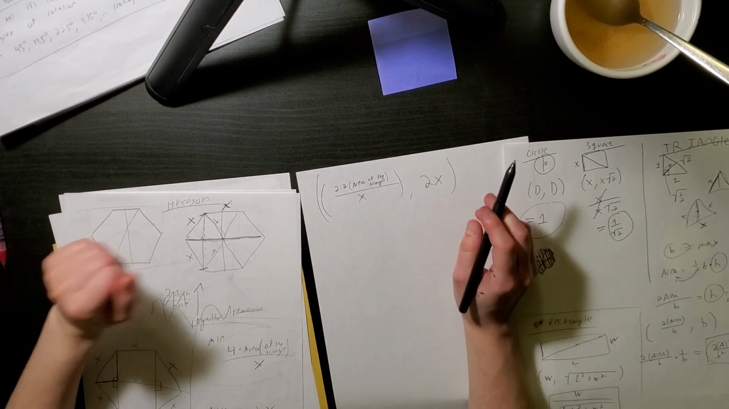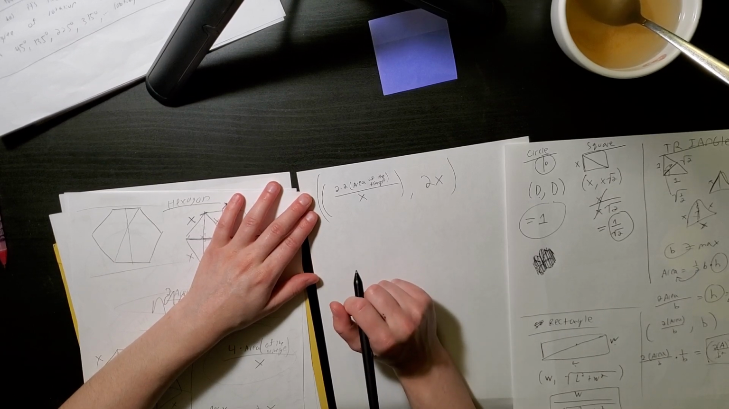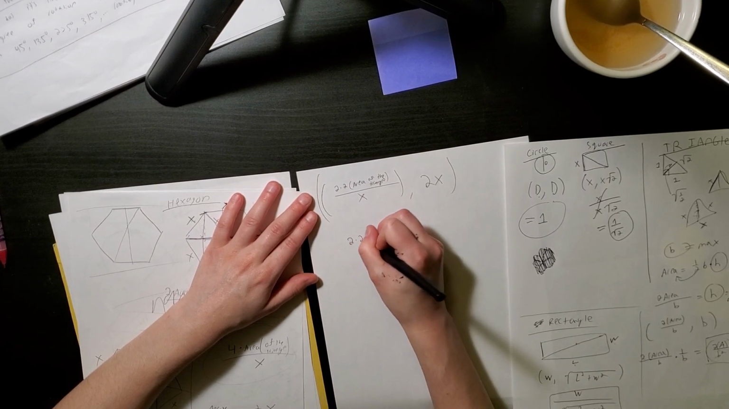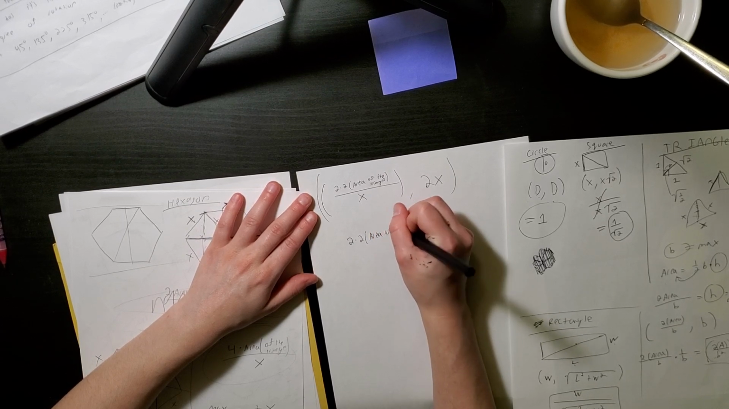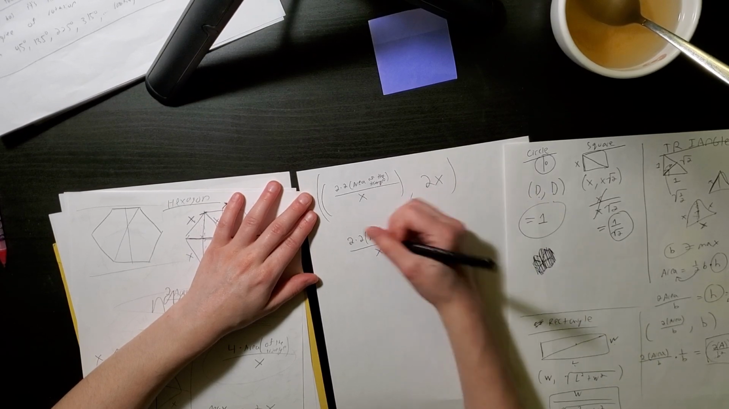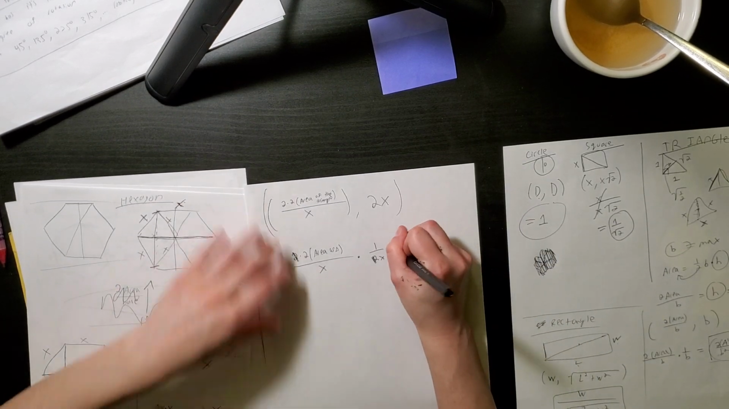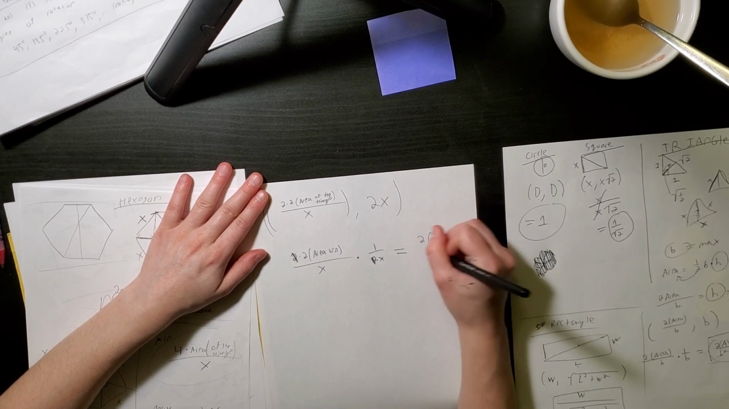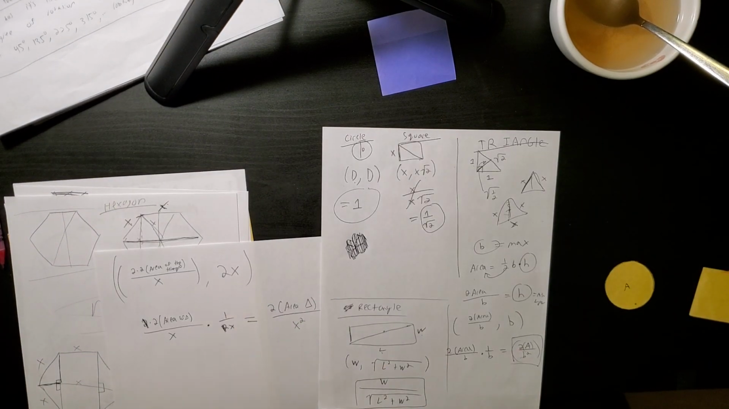But now take a look at this. When we find our ratio, we put min over max. We do 2 times the area of the triangle divided by x, times 1 over 2x. We can cross out this 2. We get x squared, so we get 2 times the area of the triangle divided by x squared. Now, would you look at this ratio?